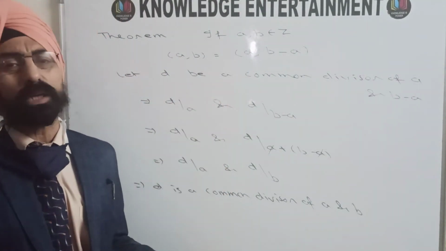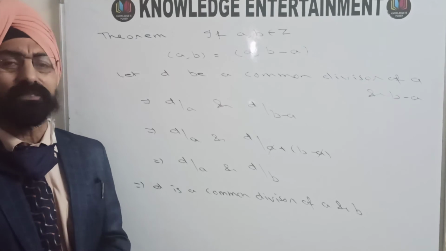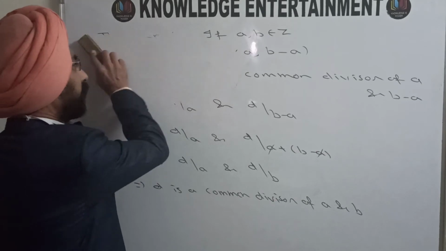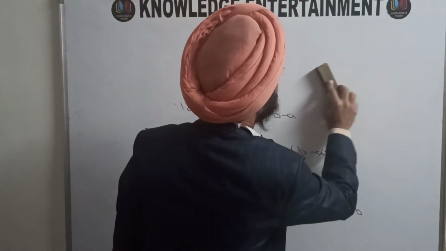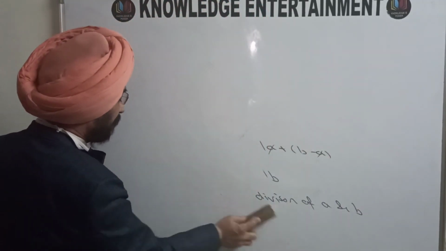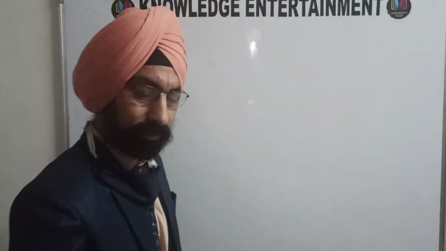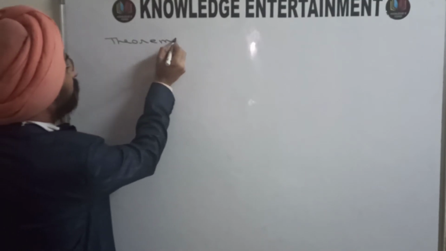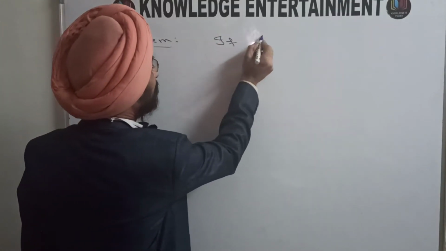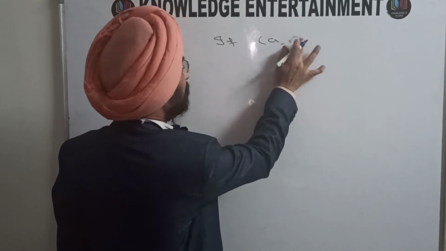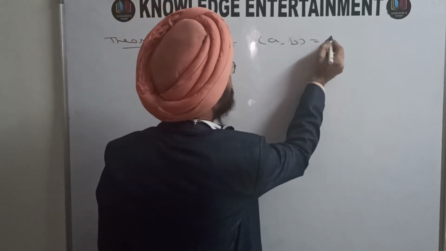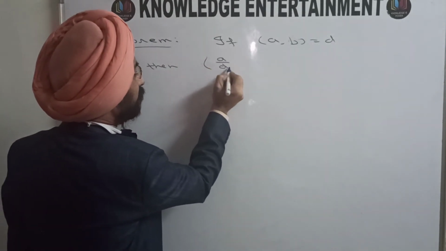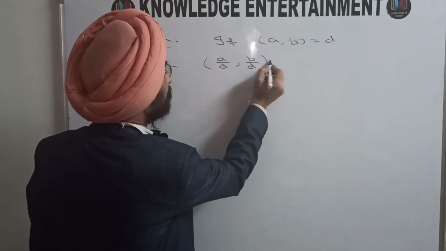The rest of the parts you can prove in the same way, in the same line, in a similar fashion. And now I'm moving on to the next part, the next question, the next property, the next theorem. And it is: if the greatest common divisor of A and B is D, then the greatest common divisor of A upon D and B upon D is 1.